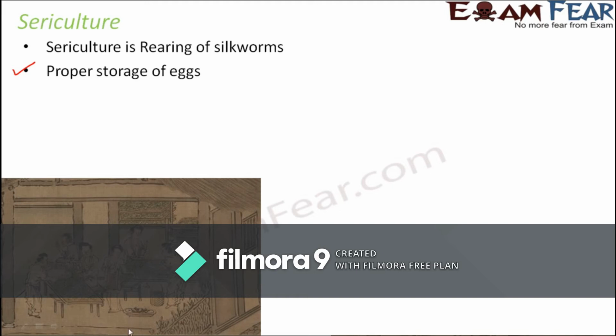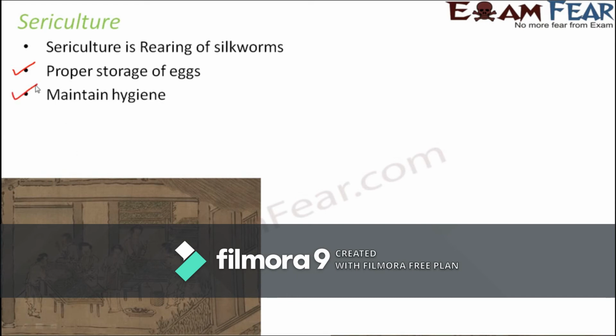You have big trays, and these trays are made up of bamboo. The bamboo trays have some leaves, mostly mulberry leaves, because right now I am only talking about the mulberry silkworms, those silkworms which feed on the mulberry leaves. In fact, these are one of the most common types of silkworm. On this bamboo tray, we keep some mulberry leaves, so that once the eggs are hatched and they become silkworms, the silkworms can feed on those leaves. So that arrangement is done.